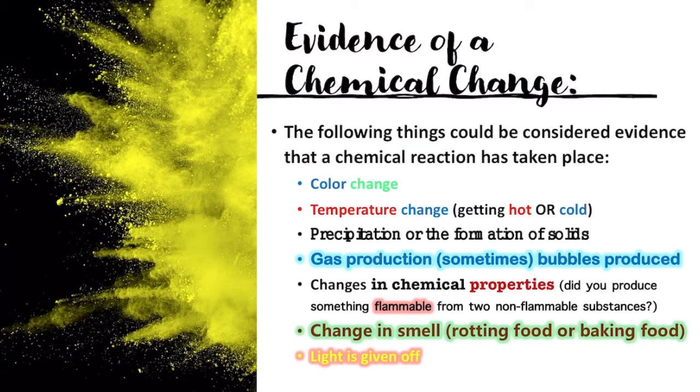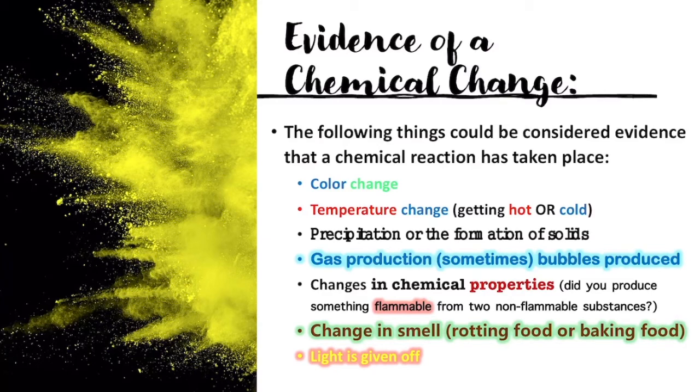The next one is changes in chemical properties. Just like our example with the table salt, we mix sodium and chlorine, two things that are toxic to us, and we produce something that is essential for us to survive. Or maybe in another reaction, we mixed two things that were not flammable, but we produced a product that was flammable. So are we producing something that has its own set of chemical properties?